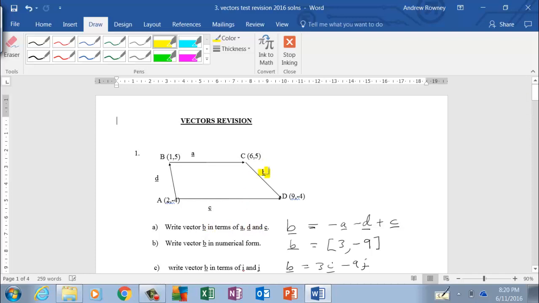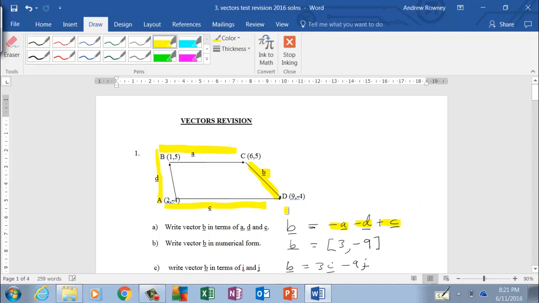This is vector B going down, and to get vector B, that means we have to start at the tail and work around to the arrowhead. So to work around that way, we have to go against A, against D, and with C. That's why it's minus A, minus D, plus C.